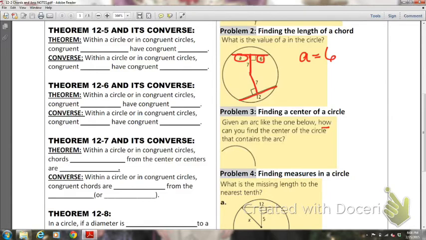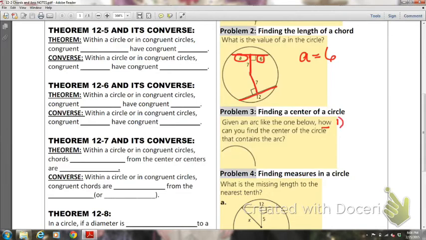And all that you have is an arc, which is a piece of the circumference of a circle. So what you would have to do is, based on the theorems that we have, the last theorem on the page says that in a circle, the perpendicular bisector of a chord contains the center of the circle. So that's how you would have to find the center of that circle. You would have to draw two chords. So that was your first step.